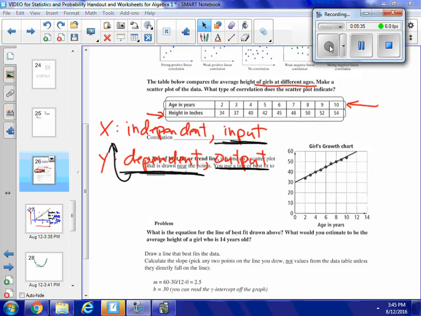If it is not clear which is which, then it won't matter. But most of the time you'll find that one of the variables is kind of the independent and the other one is kind of the dependent variable.